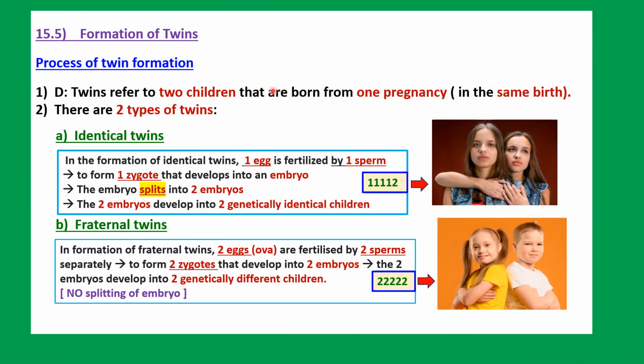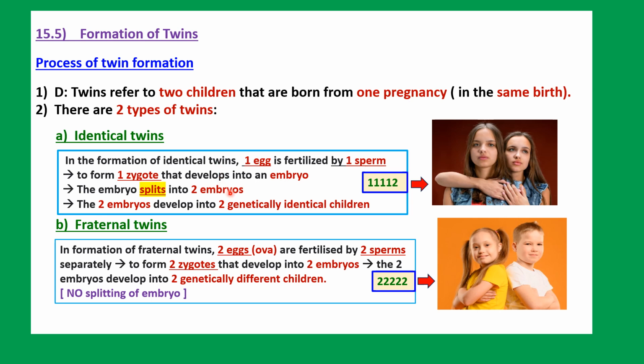So let's talk about the formation of twins. Now, what are twins? Twins refer to two children that are born from one pregnancy in the same birth. Okay, so there are two types of twins. Now, identical twins, how are they formed?